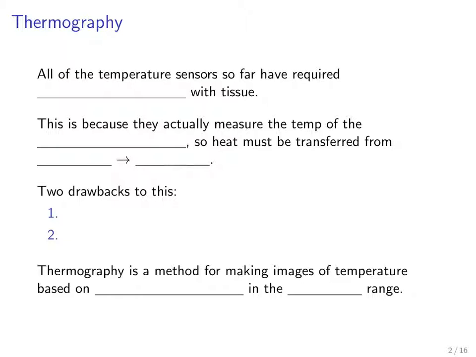So all of the temperature sensors that we have so far talked about have required direct contact with tissue. And this is because what they actually measure is the temperature of the sensor itself, rather than the temperature of the tissue. So in order to make a measurement, heat has to be transferred from the tissue to the sensor.